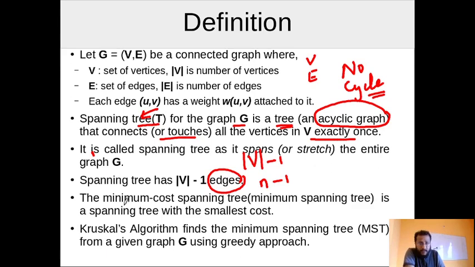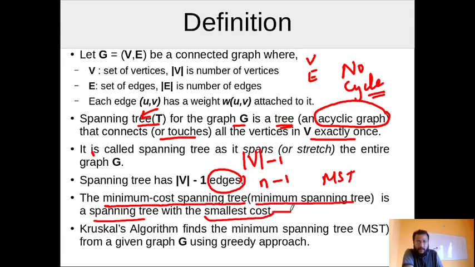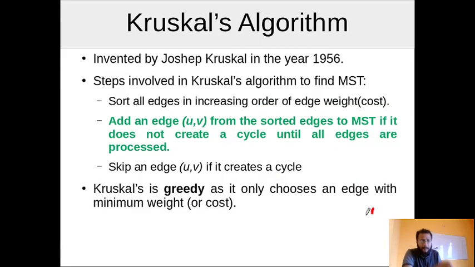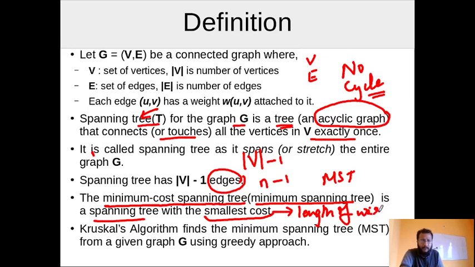And what is a minimum spanning tree or minimum cost spanning tree? It's always good to say minimum cost spanning tree, MST. It is a spanning tree with the smallest cost. Here, cost in our example was the length of wire. It can be a different thing for a different scenario, not just the length of the wire.